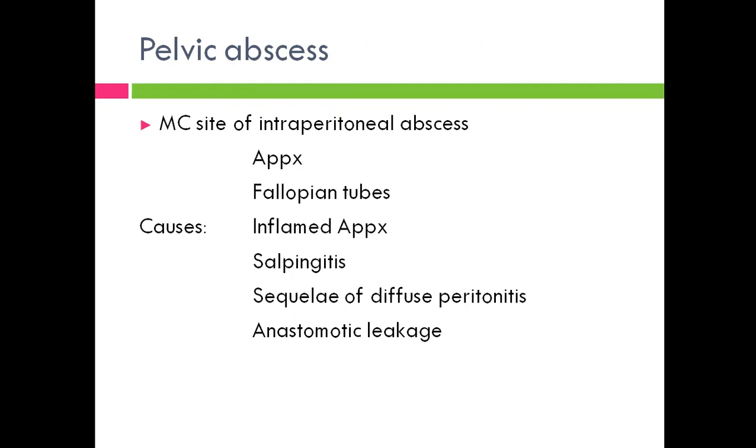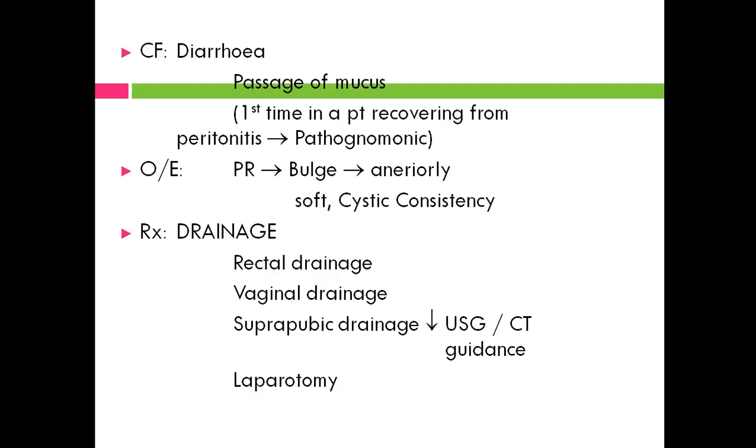So pelvic abscess is the most common site of intraperitoneal abscess. The causes could be secondary to appendicitis or a fallopian tube infection, salpingitis, or sequelae of a diffuse peritonitis or an anastomotic breakdown. Clinical features, again, loose stools, passage of mucus, especially for the first time in a patient recovering from peritonitis, is pathognomonic. And on examination, you see a bulging or bulkiness anteriorly to the rectum. It is soft, cystic in consistency when you attempt a PR.